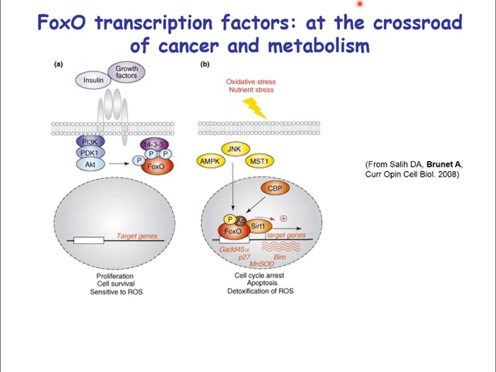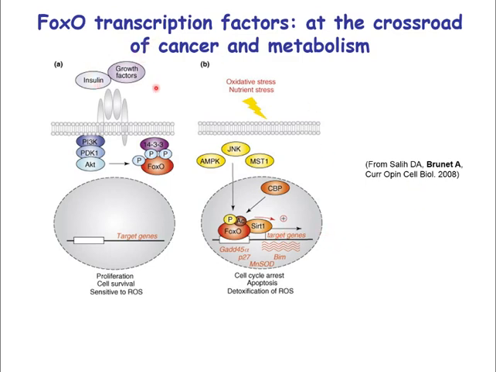Many of you probably know this, partly because of the seminal study by Shaodong in the early years to study FOXO. FOXO is basically a transcription factor which plays an important role at the crossroad between cancer and metabolism. Basically, this transcription factor plays an important role in two types of signaling pathway.